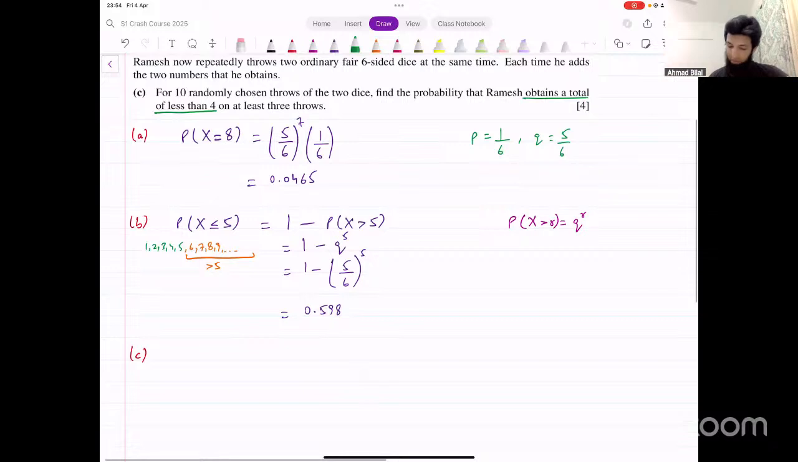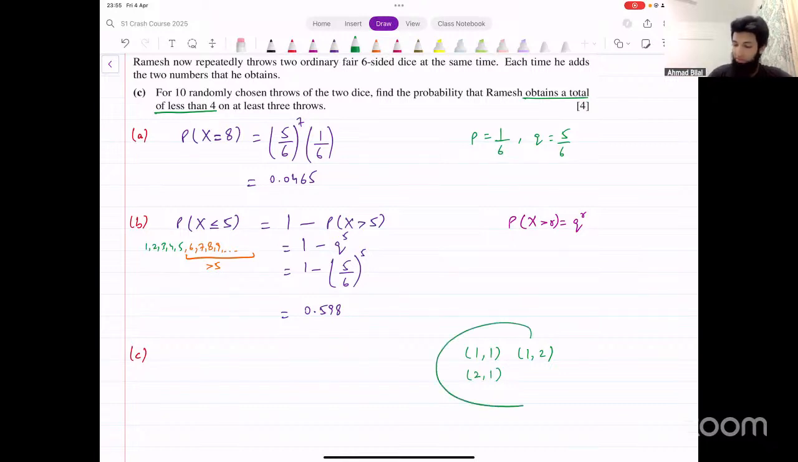Okay, let's list down the possible outcomes that we can have. In that case, if the sum is less than 4, you can have 1, 1, you can have 1, 2, and that's it. With 1, you can have only these two possibilities. With 2, you can have 1, and that's it. There's no other possible outcome for which the total would be less than 4. Remember, it says less than 4, it does not include 4. So these are the only three outcomes that satisfy the condition.